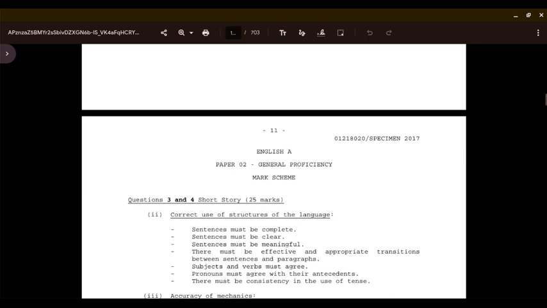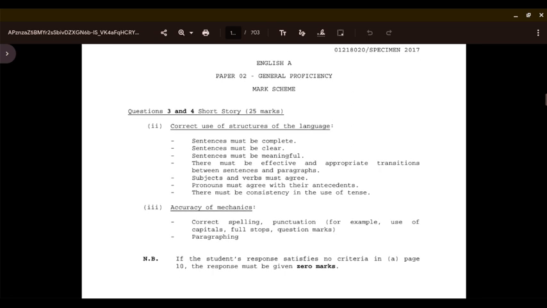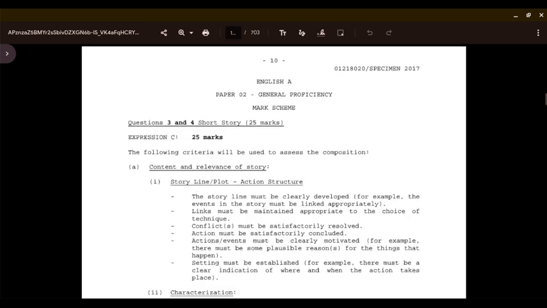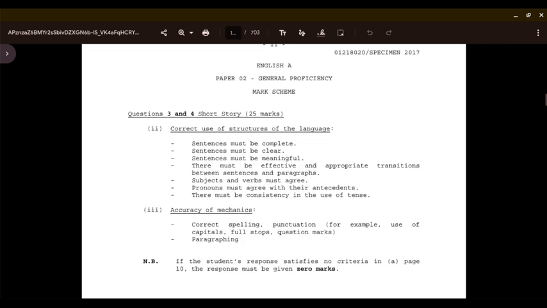And then, of course, we have all the basic stuff we saw before with use of language and accuracy of mechanics. And there's this lovely note at the bottom: if the student's response satisfies no criterion A, meaning your content sucks. Okay, I'm just gonna go back to it. Yeah, your content sucks. If I can't get anything for content, I'm not getting anything, then the response will be given 0 marks. Okay, a beautiful zero, and there's actually a reason for that.